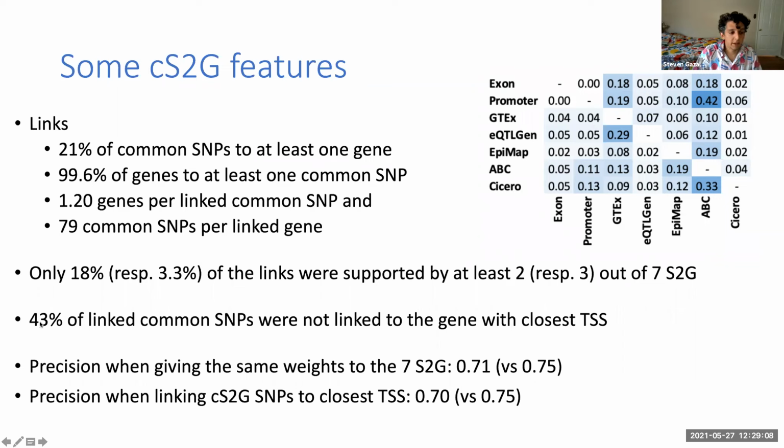And at the end, we found that nearly half of the linked SNPs were not linked to the gene with the closest TSS. So in a little bit less than half of the cases, we have a SNP not linked to the closest one.